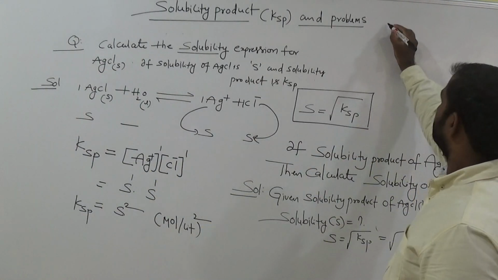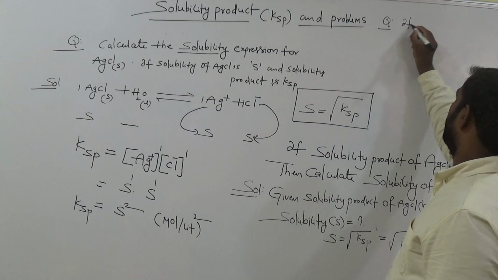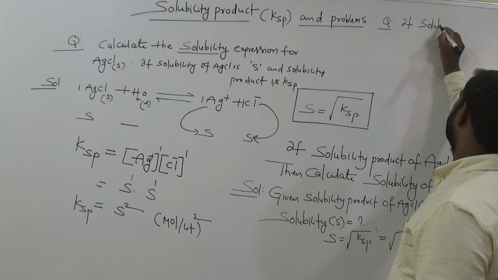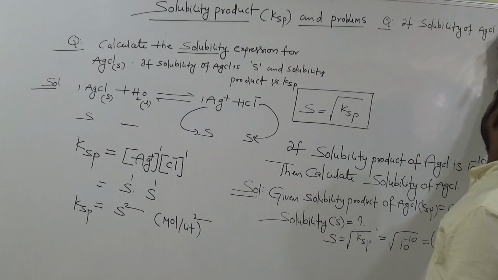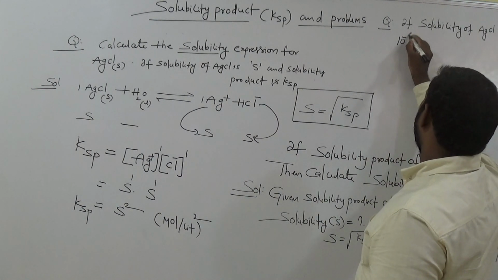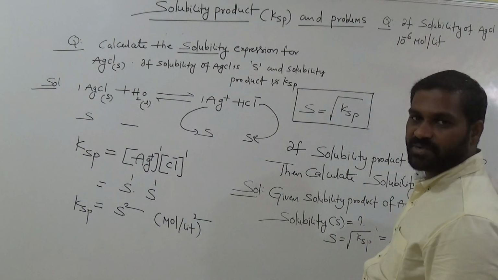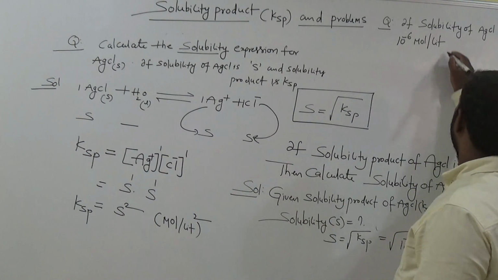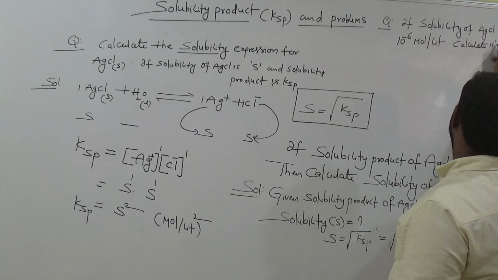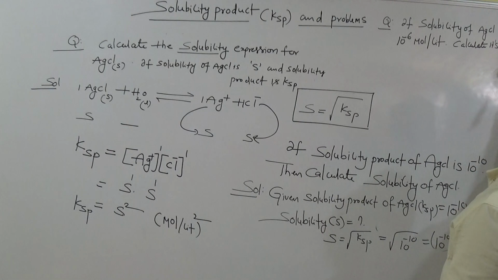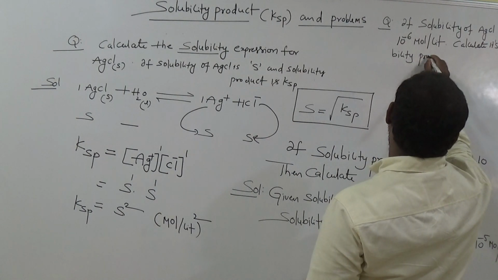Next, write one more question. In that only, if the solubility of AgCl is 10 power minus 6 mole per liter, how much is it? 10 power minus 6 mole per liter. Clear? Calculate its solubility product.